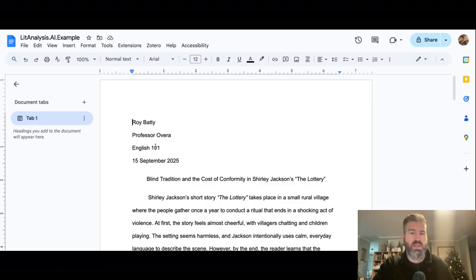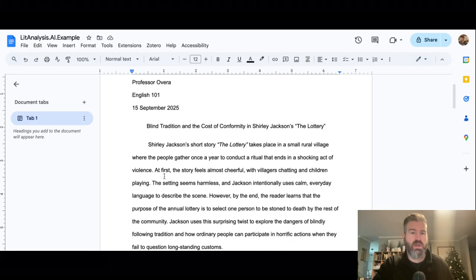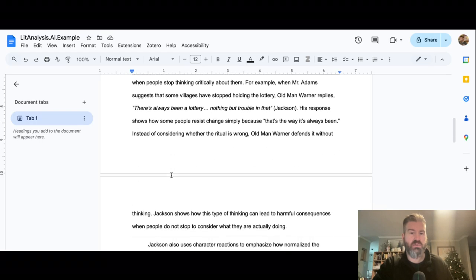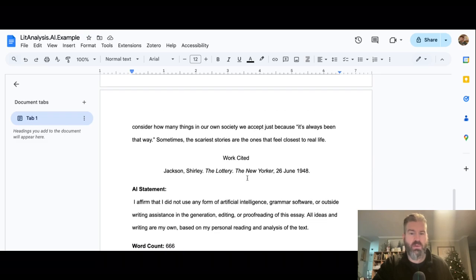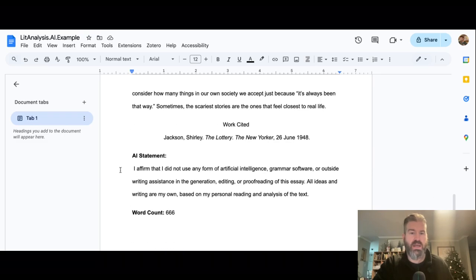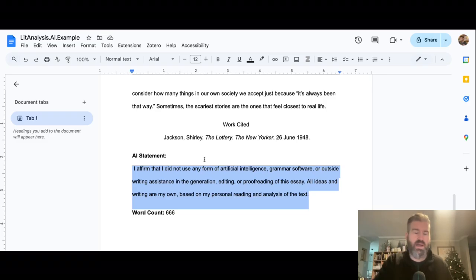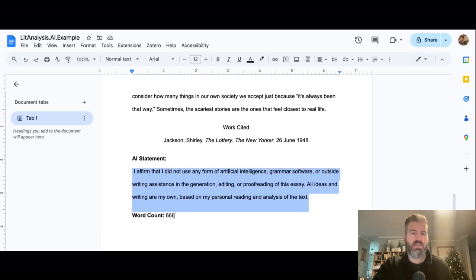So the first thing I notice is that the header is right. We've got double spacing throughout. And this is how I would grade it, is kind of look through it. We've got a works cited, so that's good. We've got an AI statement, which again, I always find it interesting that AI will actually generate an AI statement. A red flag here is that this is not what is in the syllabus. And there's also a word count down here, which I don't ask for.